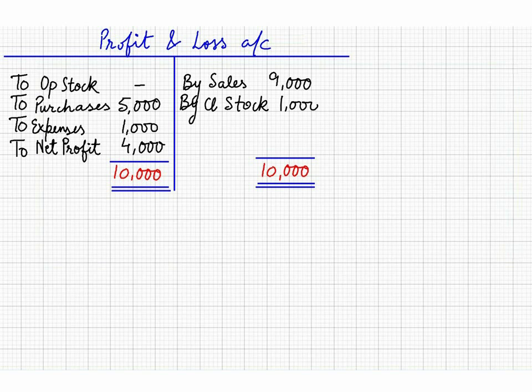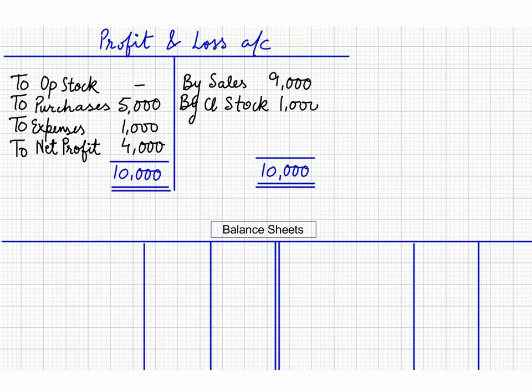What have you noticed? As compared to our old questions, there was no opening stock, there was no closing stock. But in this question, there is closing stock of 1,000 rupees. Just imagine the two balance sheets of this company. In the last year, the stock must be 0, and at this moment, the stock must be 1,000.